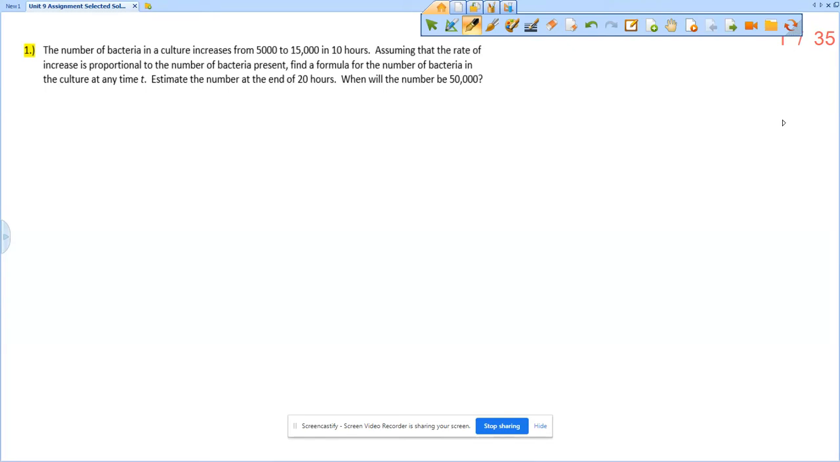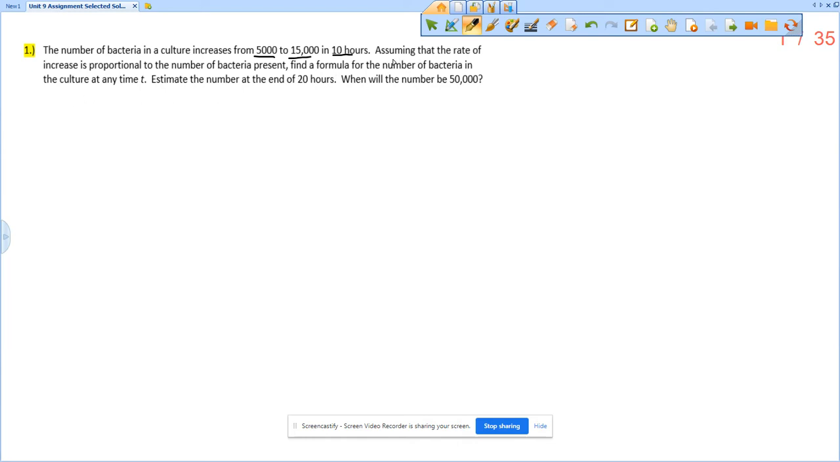All right, this is the solution video for section 9.1, problem number one. The number of bacteria in a culture increases from 5,000 to 15,000 in 10 hours. Assuming that the rate of increase is proportional to the number of bacteria present, find a formula for the number of bacteria in the culture at any time t.